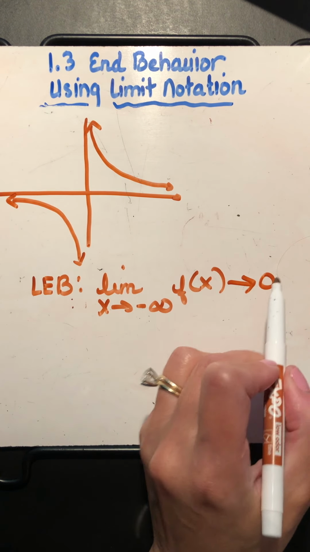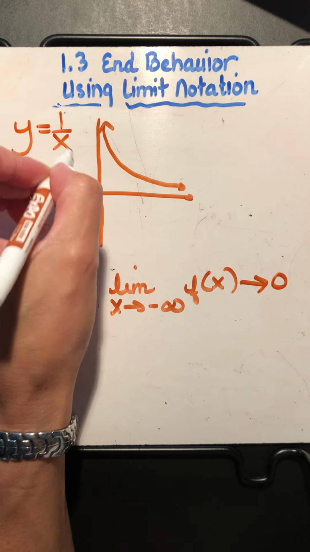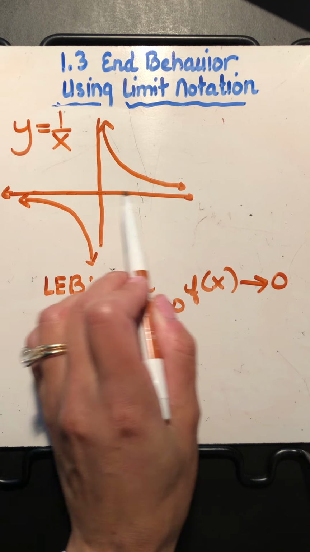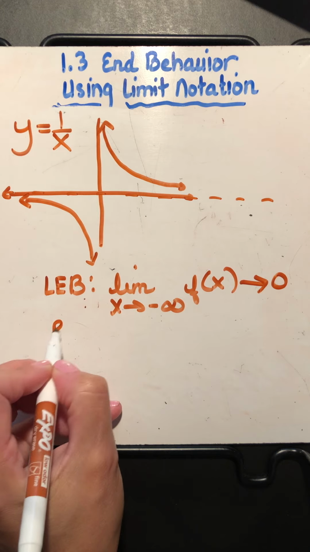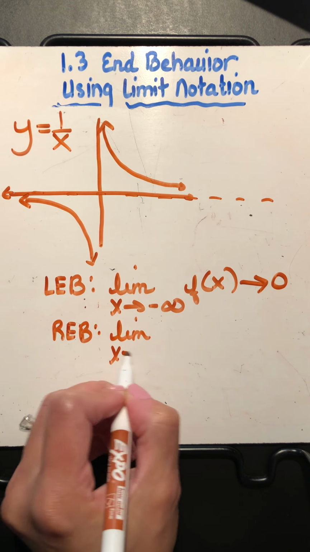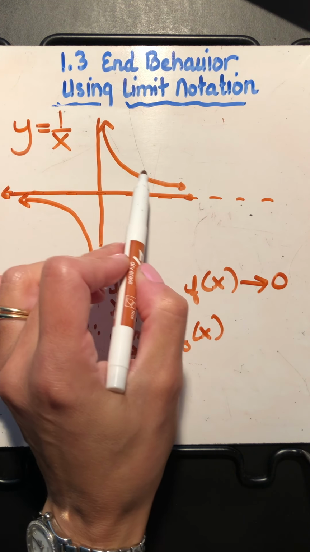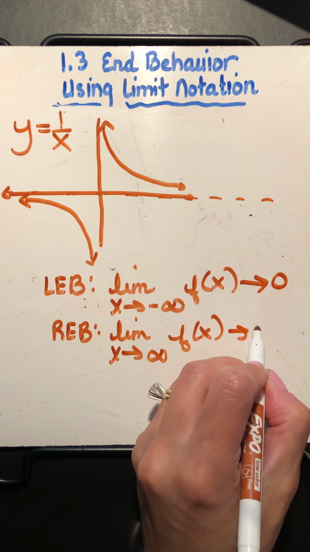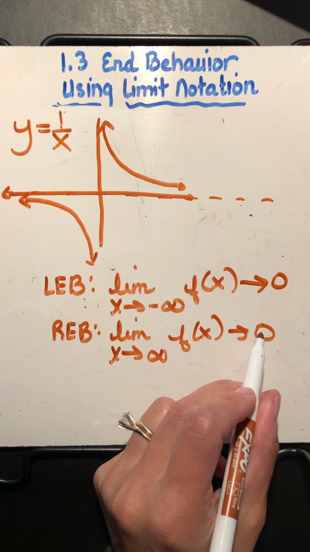Okay, because remember, you may remember from Algebra 2, if this is y equals 1 over x, y equals 0 was a horizontal asymptote. We approached it, but we never touched it, okay? And similar logic applies to right end behavior. If I take the limit as x approaches positive infinity of f of x, what's going on? Well, f of x clearly approaches 0. So this is going to be the limit as x approaches infinity of f of x approaches 0.